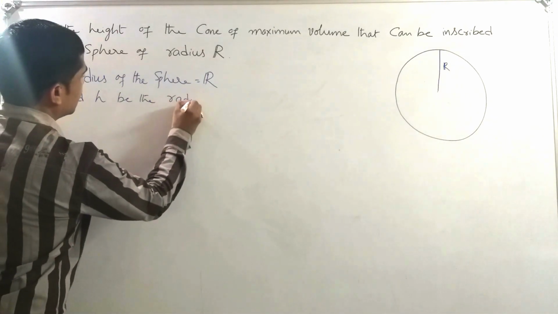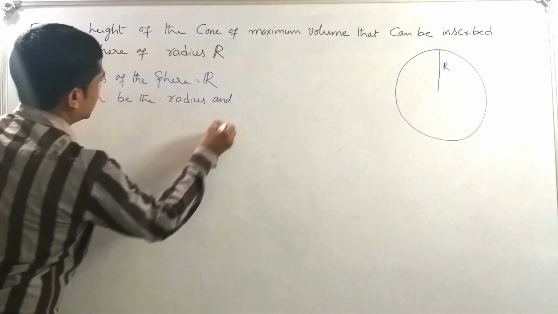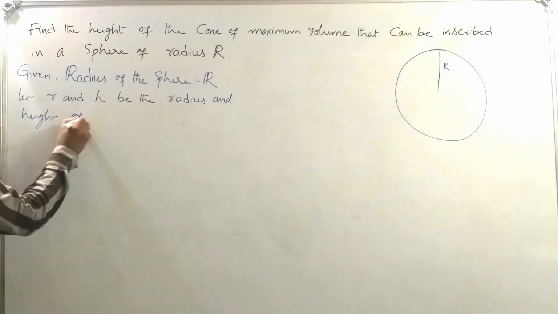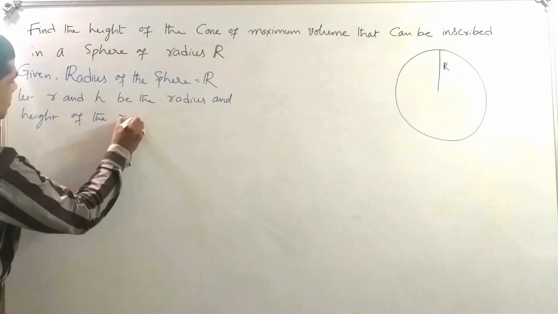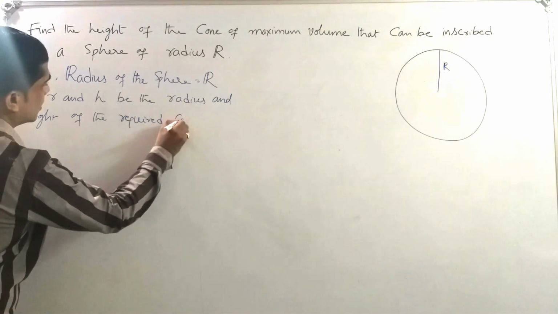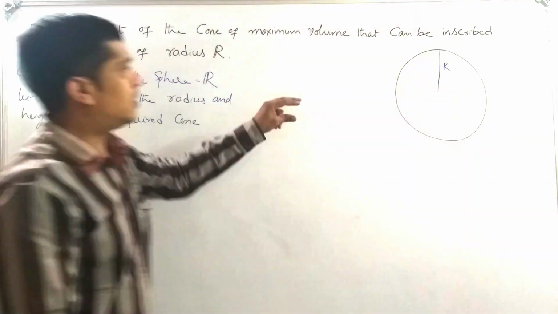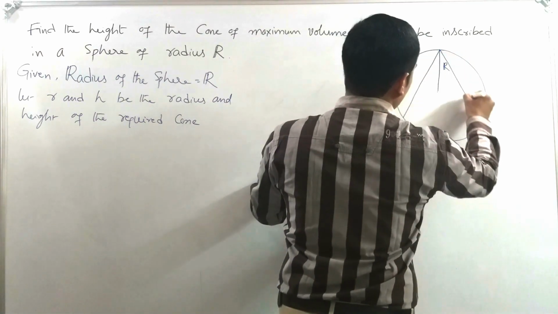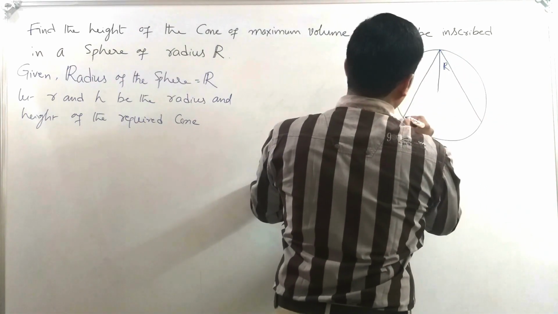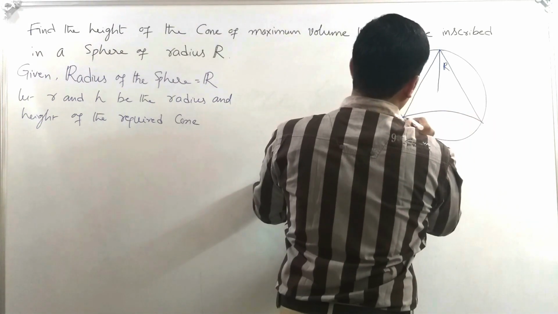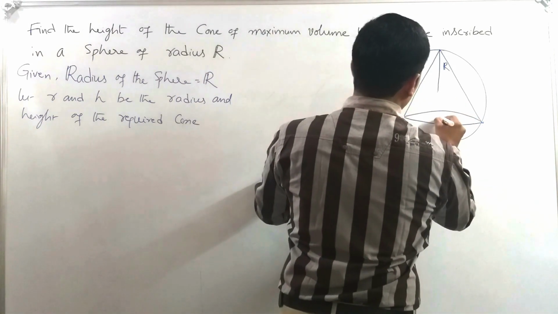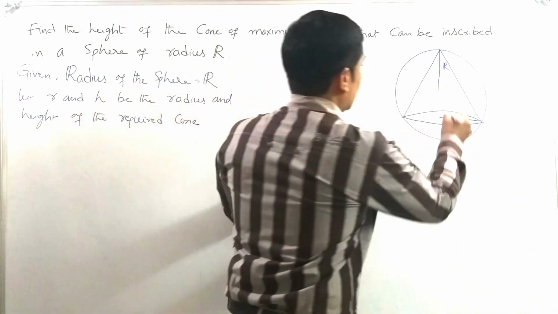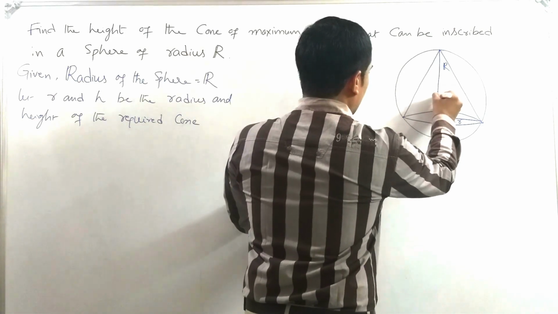the radius and height of the required cone. Let me draw a suitable diagram here. So I am taking a sphere. In the sphere I am taking a cone of radius r. Small r indicates the radius of the cone, and let me draw this line.